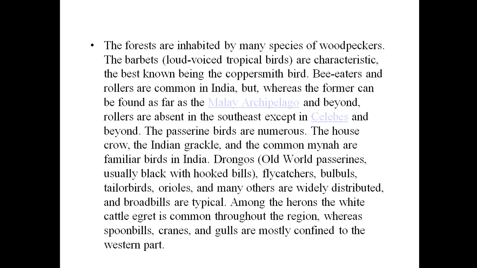But rollers are found in the Malayan archipelago also and beyond. Rollers are absent in southeastern. There are many birds which belong to the order Passeriformes. They are the passerine birds. House crow, Indian grackle, and common myna are very common birds. Drongos, flycatchers, bulbuls, tailor birds, orioles, and many other birds are widely distributed.